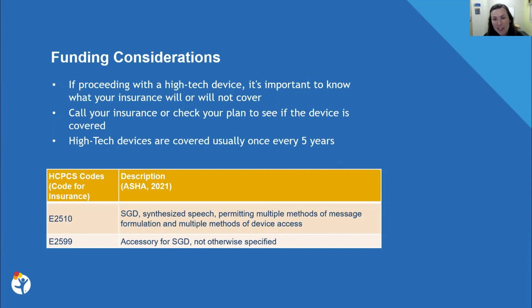You need to call your insurance to check to see if the plan is even covered, and know that your insurance will only cover a device once every 5 years. I've listed 2 codes here that are the ones that I predominantly use when recommending a robust communication system. So this is going to be a speech generating device that has a large vocabulary and includes a keyboard, as well as all of the features that we've already talked about.